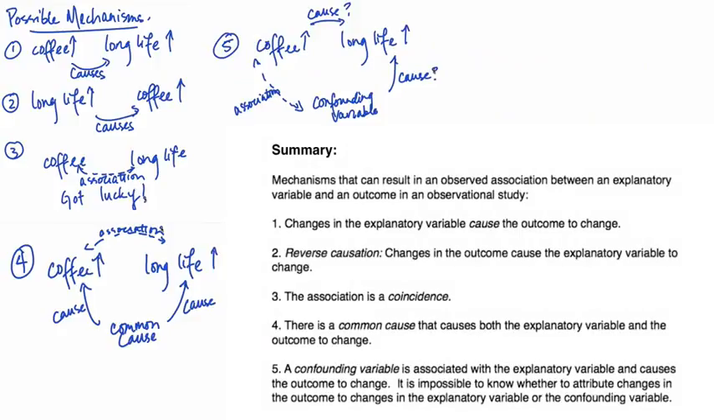In observational studies, even when we observe an association, we can't conclude that the explanatory variable has a causal relationship with the outcome. There are at least 5 mechanisms that can result in the association.